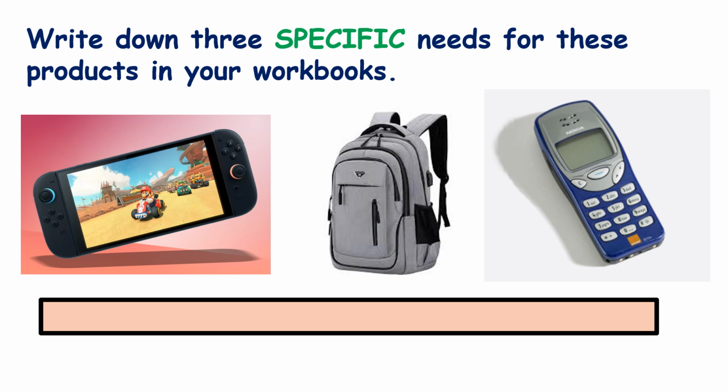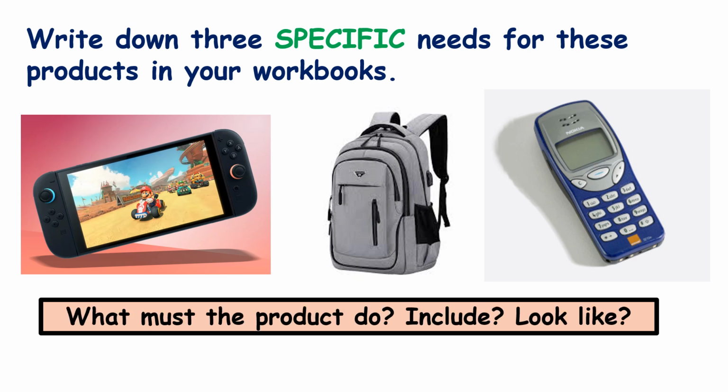So we've got the Nintendo Switch there, the new design. What must this product do, include, look like? The bag in the middle, same question. What must it do, include, look like? And finally, quite a retro piece, but a Nokia mobile phone. What must it do, include, look like? Now, I am going to tell you, this did not have a camera on it, no apps whatsoever. But look at the product and tell me what you see. Pause the video and complete this task, please.